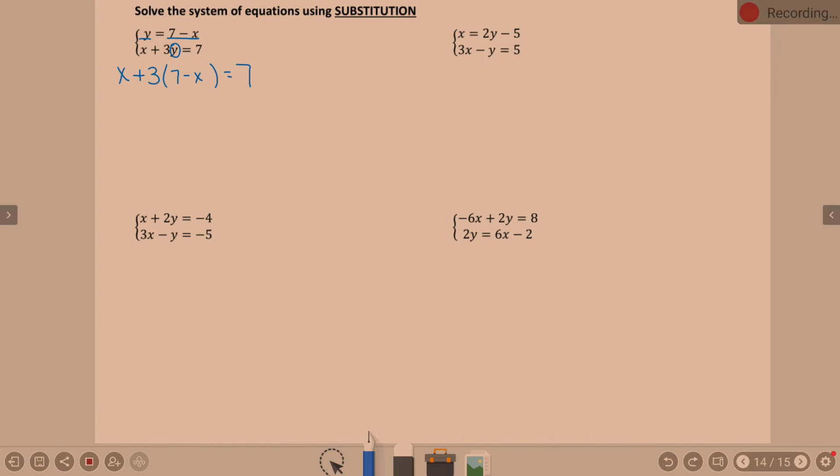Solve. I did put parentheses because there's more than one term. Distribute. So we're going to distribute. x stays x. And keep in mind, I can't add x and 3 because this 3 is attached to the 7 minus x. So we're going to multiply 3 times 7 minus x, and it's going to be 3 times 7 is 21 minus 3 times x. Okay? After you distribute, you can solve.